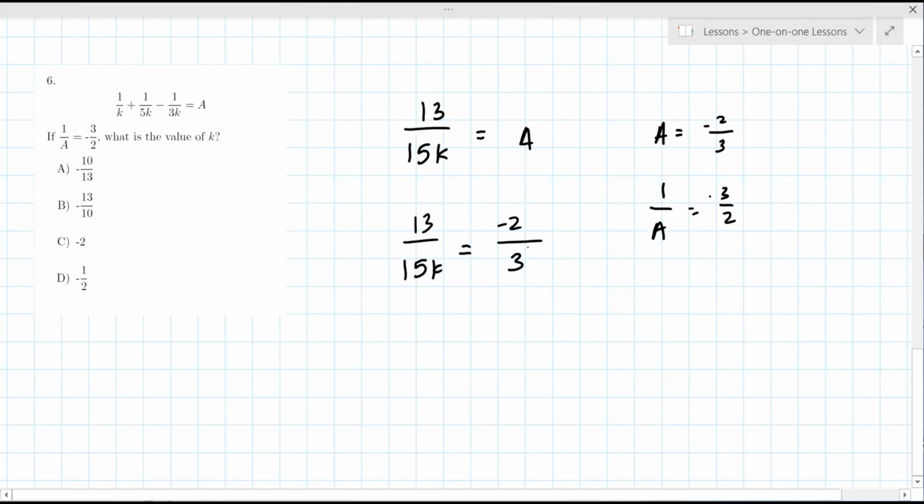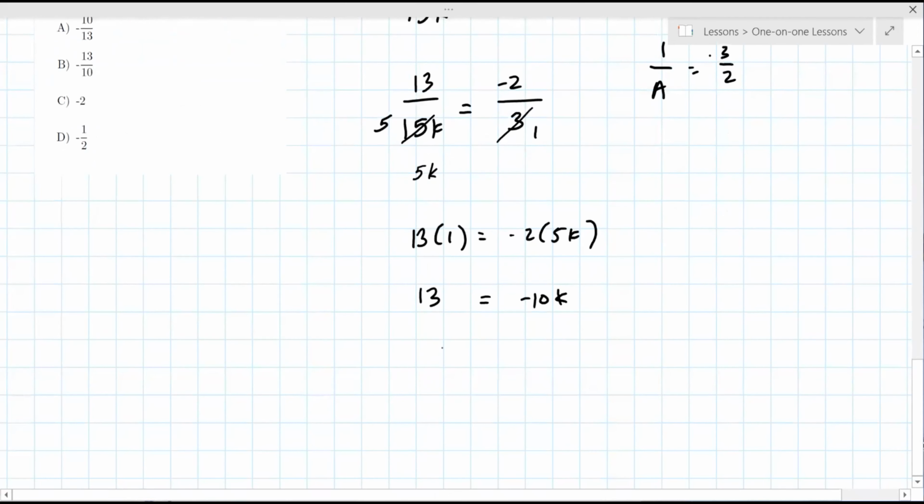So now that I said you could cancel horizontally, and that's really important. This becomes a 1, this becomes a 5, and then you can cross multiply. So there's a 5k here on the bottom. So you get 1 times 13 equals negative 2 times 5k. So you get 13 equals negative 10k. So k equals 13 over negative 10, or negative 13 over 10.